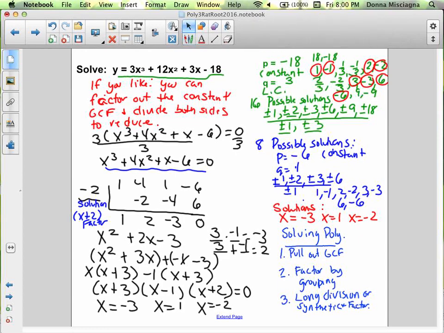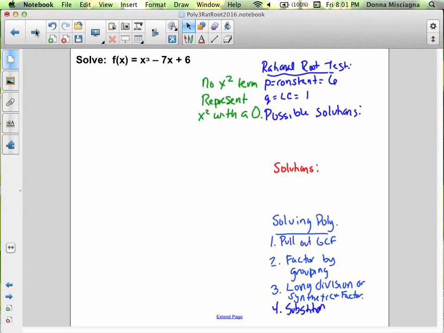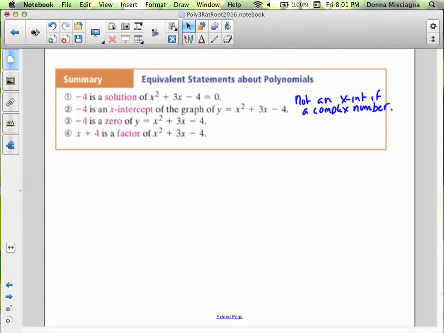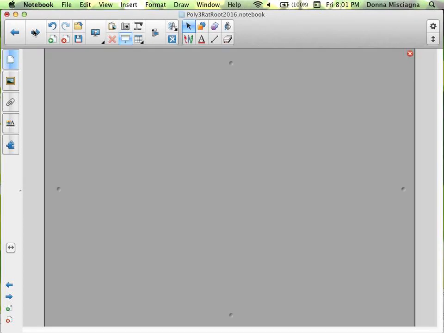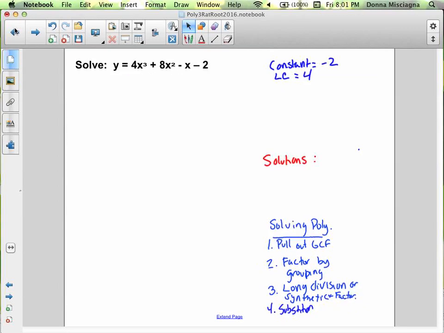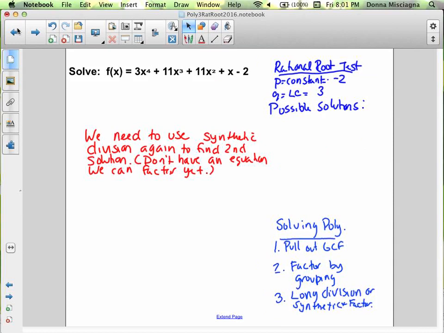Right? Let's do one more. All right, so here we're going to do synthetic division twice. That'll be our last one. Let me see how much is left. 1, 2, 3, 4. Yeah, that'll work. There's 4 after that. I don't know how many I did on this one. All right, let's do this one real quick.